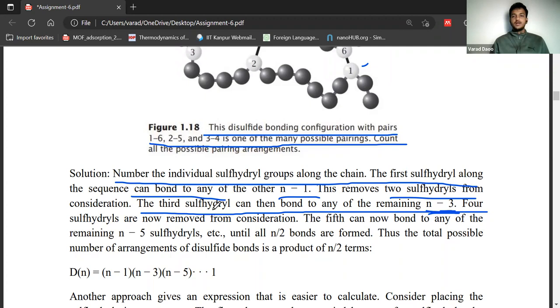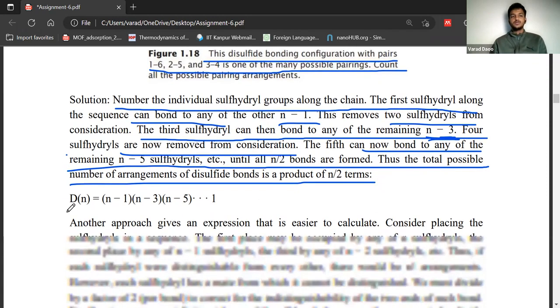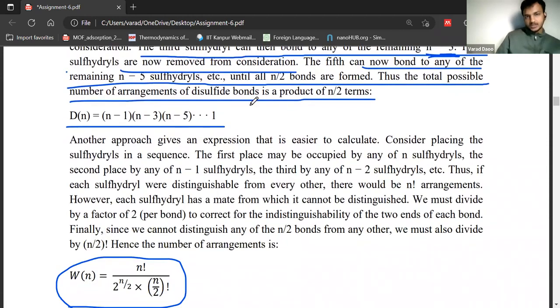And then once that is also formed, four sulfide atoms are removed from consideration because two bonds are formed. That means four molecules are gone. The fifth can now bond to any one of the remaining n minus 5 sulfides, and so on until n by 2 bonds are formed. Thus, the total number of arrangements of disulfide bonds is the product of n by 2 terms, which is this one. When you simplify it, you get this.